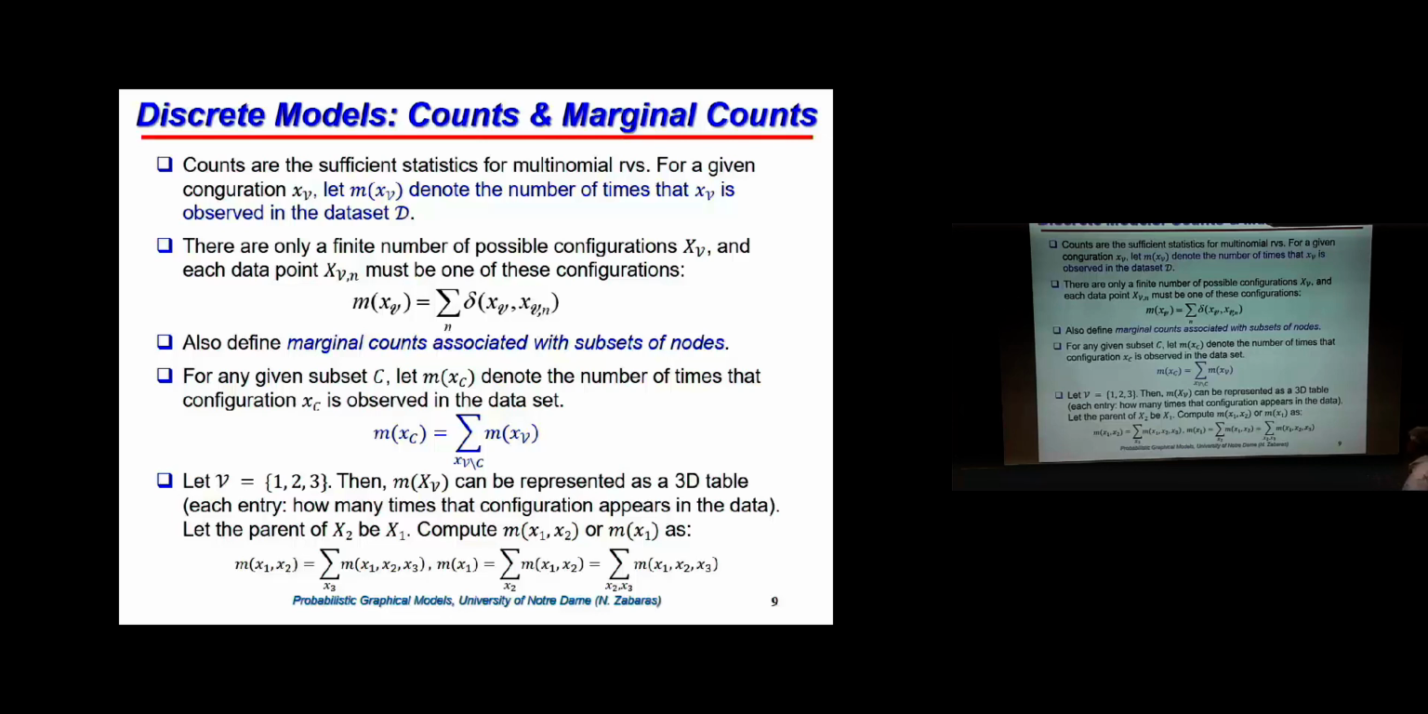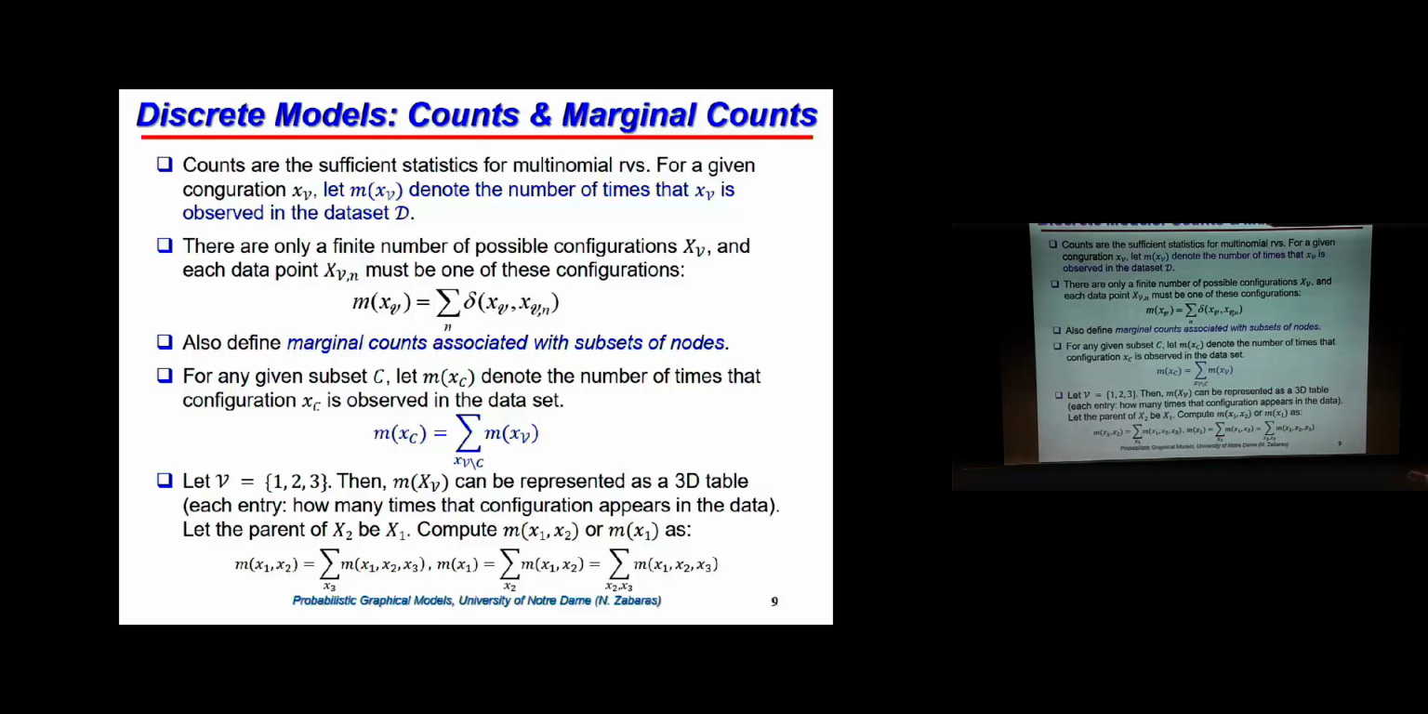For example, if I have 3 variables, and m of x1, x2, x3 is the number of times in my data set that capital X1 takes the value little x1, capital X2 takes the value little x2, capital X3 takes the value little x3. To define the number of times that in my data set I have capital X1 taking the value little x1 and capital X2 little x2, what I have to do is take the count for all the variables and sum x3. Make sense? Yes? All right. And similarly for m of x1, I can sum x2 here, or I can sum x2 and x3.